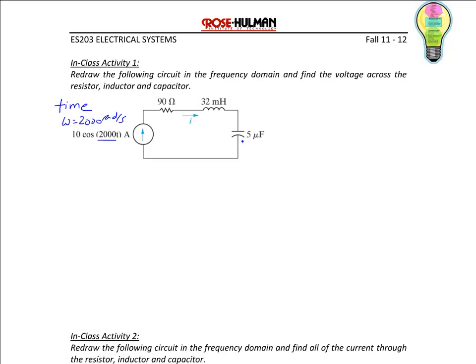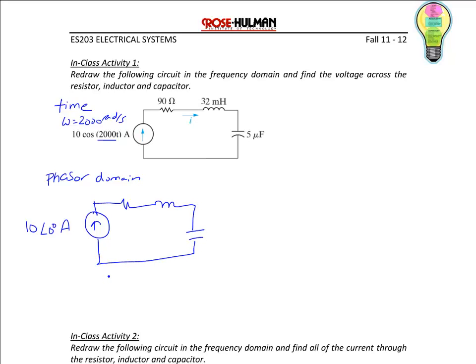So the first thing we want to do is to convert this circuit to the phasor domain. The first step in converting it to the phasor domain is to write the source as a phasor. So the current source would become 10, there is no phase angle, so it's with an angle of 0 degrees, and the units are amps. And then you would write the resistor, the inductor, and the capacitor in the phasor domain. So the impedance of a resistor is the same in the time domain and the phasor domain, so the resistor would still be 90 ohms.